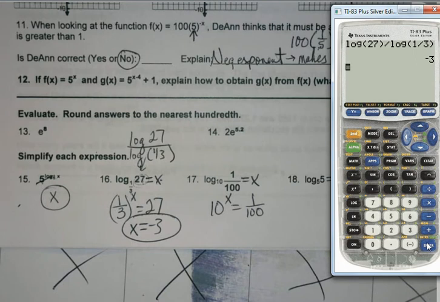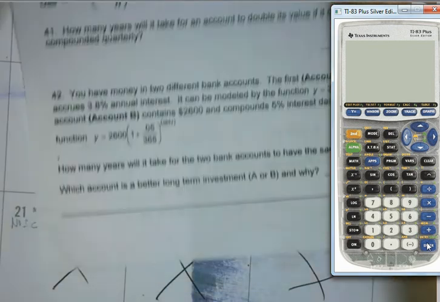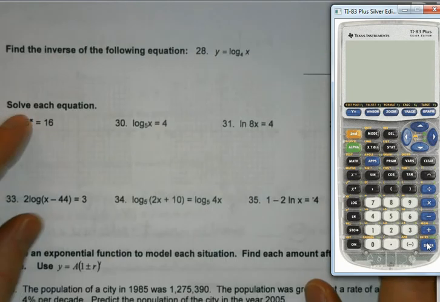Give you guys 27. Which one? 27. All right. Condense the expression.